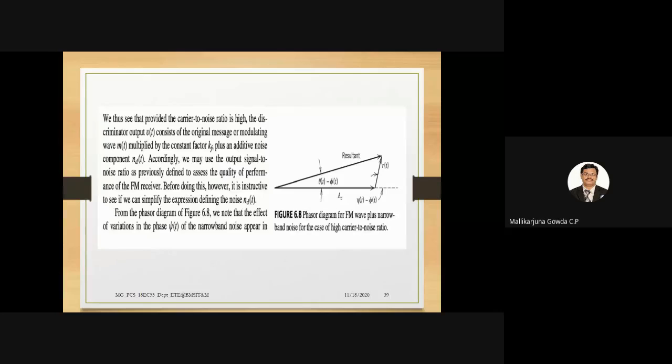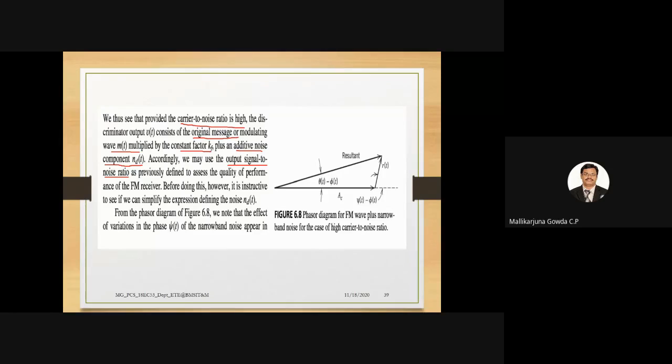Here, what I said is the carrier to noise ratio will be high, right? So the discriminator output will consist of what? The original message or modulating signal m(t) multiplied by that constant factor kf, plus the additive noise. Whatever is written in equation form is written here in words. So we can use that for finding the output SNR, the output signal to noise ratio.